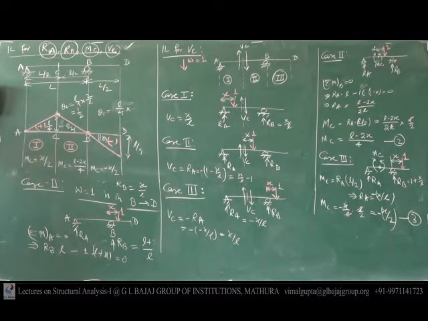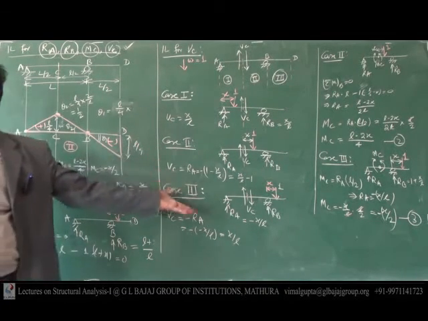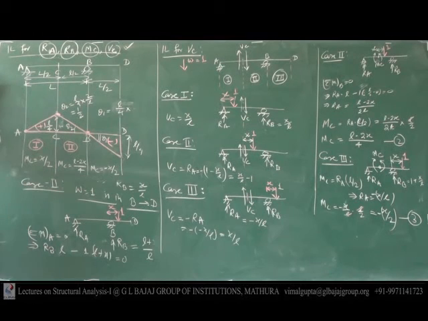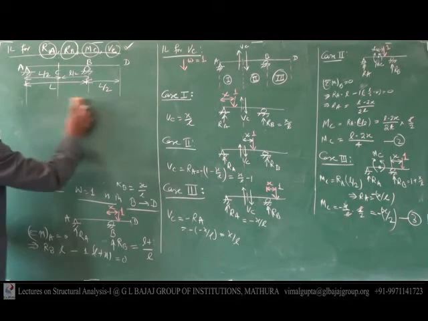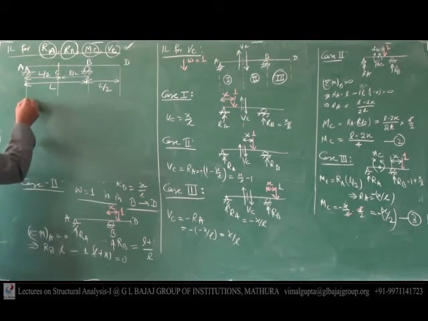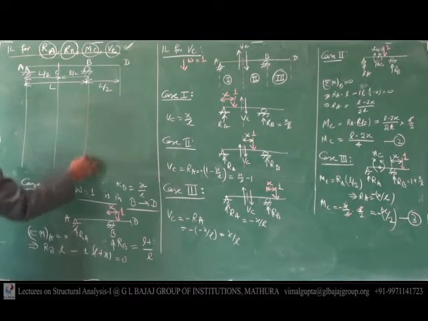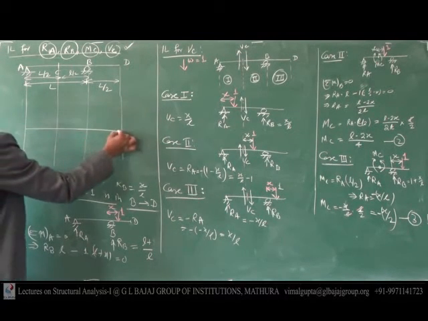Okay, now you can plot the value. If the reaction values are correct, then you will get the correct shape, as we did in case of Muller Breslau. Right, everybody? So make that figure. Let us plot.